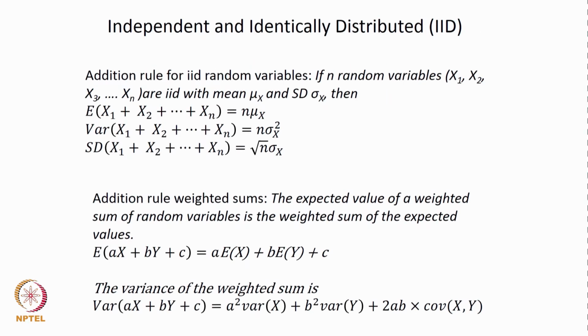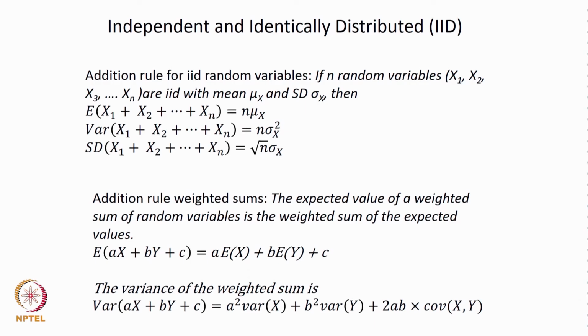Now the addition rule for independent and identically distributed, IID as they are called, random variables. So if n random variables x1, x2, x3 to xn are IID, independent and identically distributed, with mean mu x and standard deviation sigma x, then the expected value of the sum of them, x1 plus x2 to xn, is equal to n times mu x, variance is n times sigma x square, standard deviation is root n into sigma x.